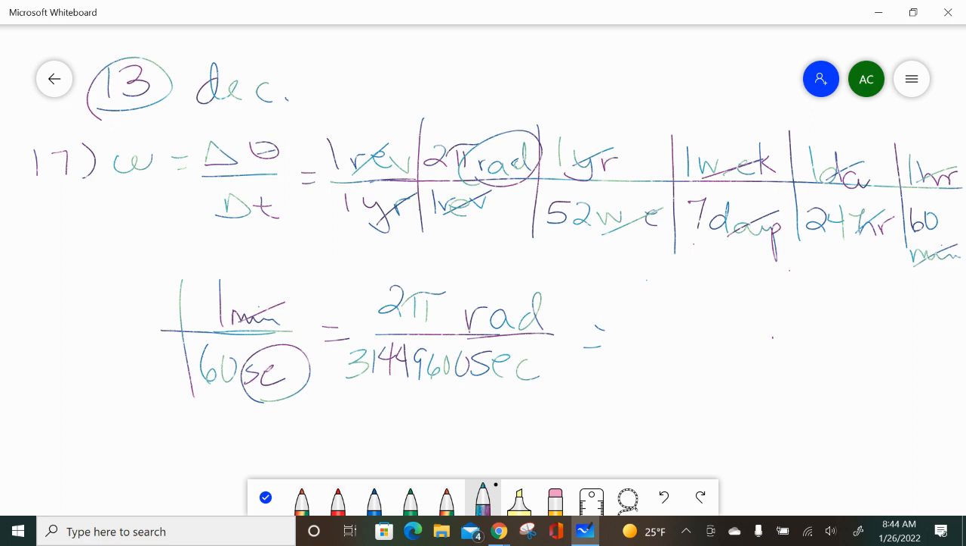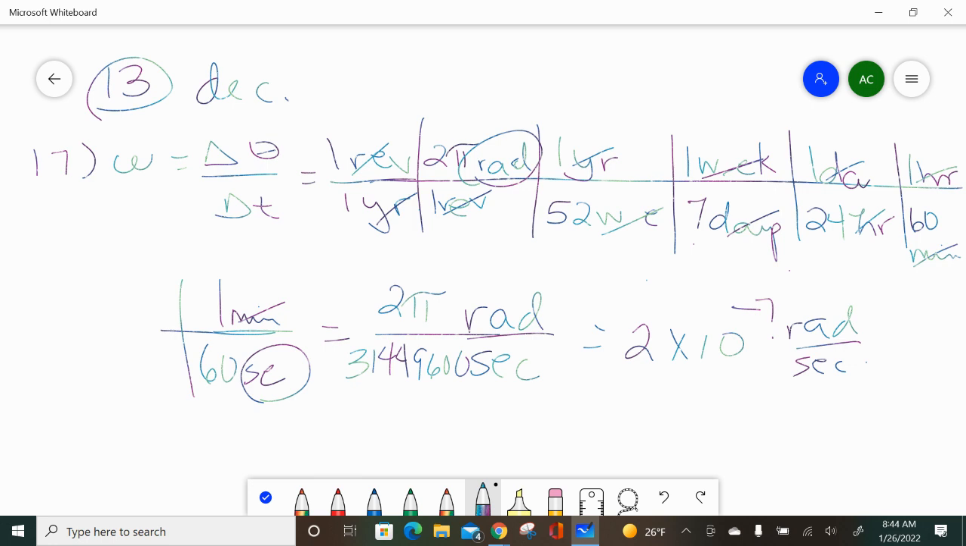And that is equal to 2 times 10. Because I'm putting it in scientific notation, I get a decimal number. I don't want to write all that out. So that's 1, 2, 3, 4, 5, 6, to the -7 radians per second. Now, some of you got 1.99. That's fine as long as your power of 10 is the same. It needs to be 10 to the -7.